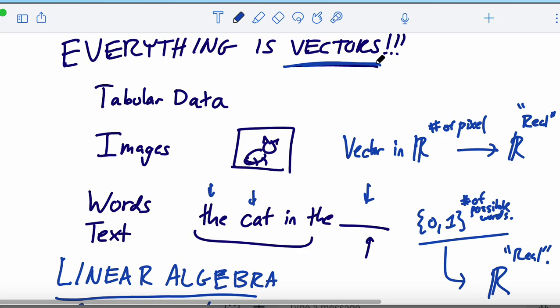Any questions or comments about this idea? This is where we're going in the course for the next few weeks. So we're starting with this linear algebra stuff, which will be today's class and the class after that, but then it's going to continue with the same vector idea.